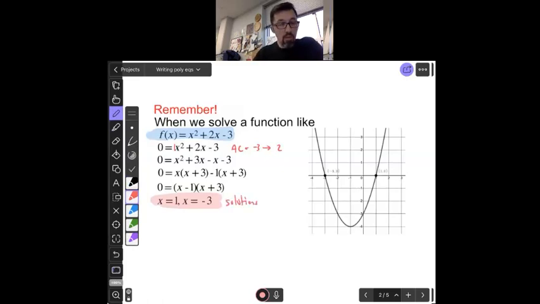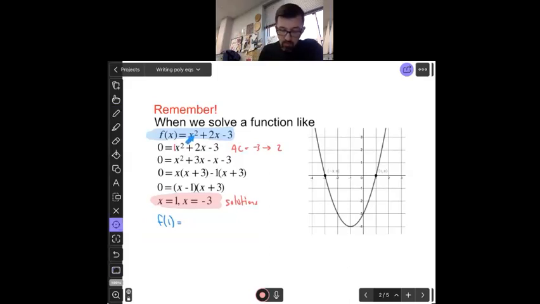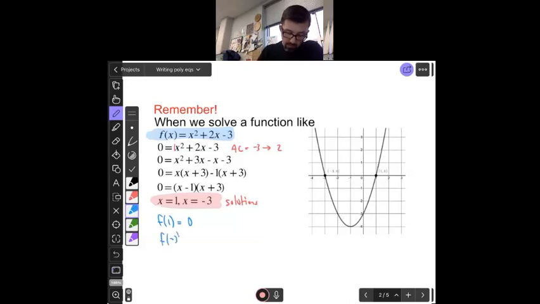The thing we could do with those solutions is say, what if I took f of 1? We put 1 in. What would we get back out? 1 squared is 1 plus 2 times 1 is 2, so 1 plus 2 is 3, and then minus 3 would be 0. So if I plug 1 in, I get 0. And the same thing, if I plug negative 3 in, I would also get 0 if we go through the math. The x values that I plug in to get 0 for y are called zeros. So 1 and negative 3 are also zeros.